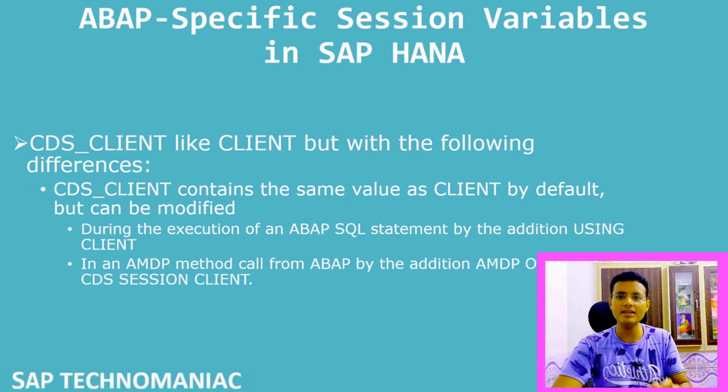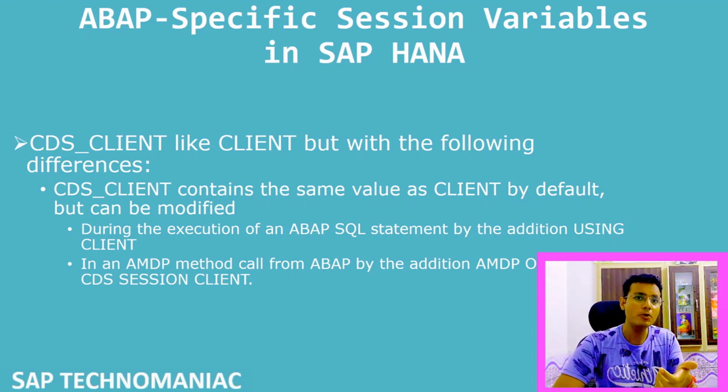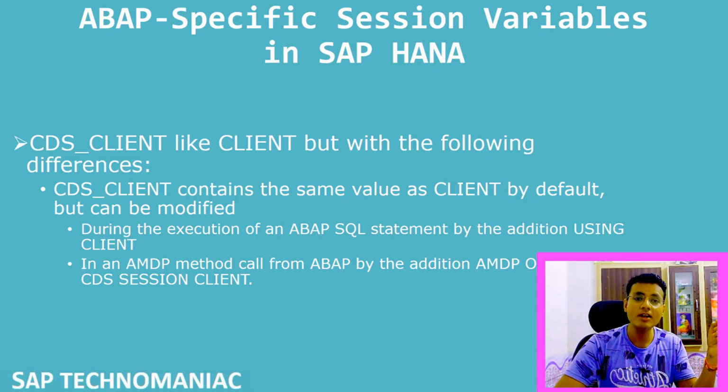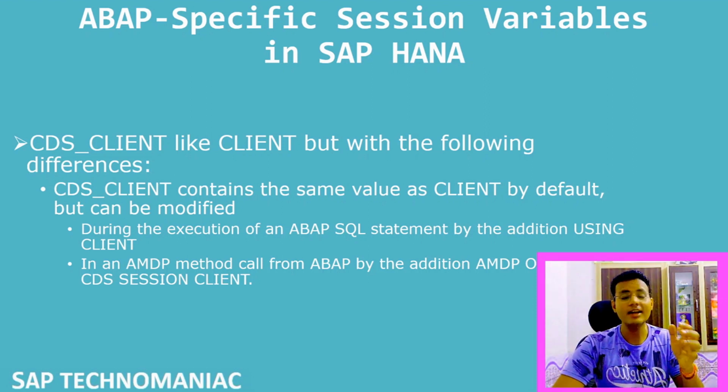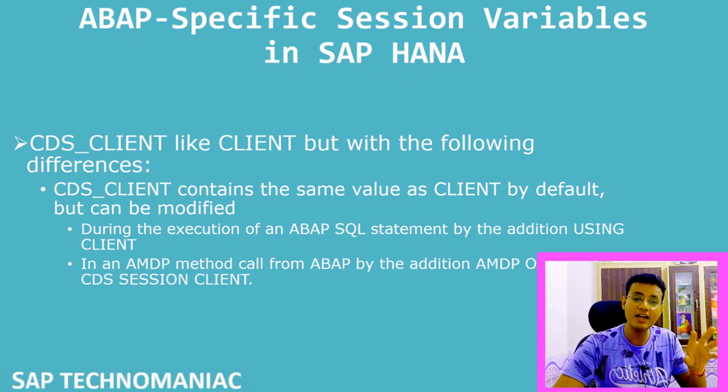But in some of the cases, CDS client value will differ. So this value will come from some of the case. What we will do, we will write a normal select statement. In that case, not an issue, because we will not pass any client field there, because in our select statement in OpenSQL, implicit client handling will happen.